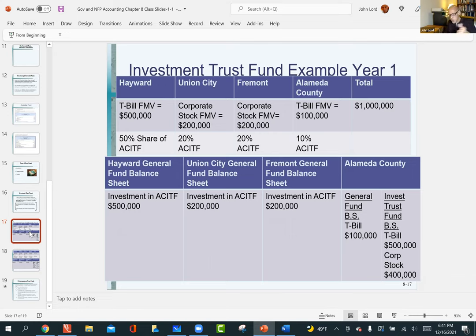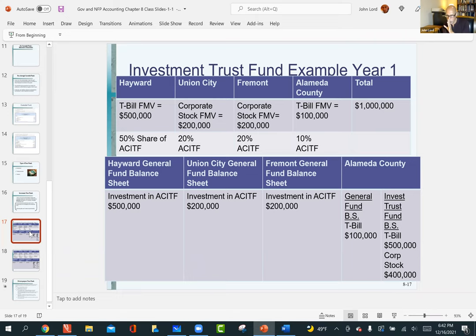So what happens? Each one gives their asset over to the trust fund to be managed there, okay? Over to the pool to be managed. Now, what happens? After that, Hayward gives up its right to the T-bill. So instead of having a T-bill on its balance sheet, now it shows investment in the Alameda County Investment Trust Fund of 500,000, which is a 50% share, 200,000 for Union City and Fremont, which each is a 20% share. Okay. And then, of course, Alameda County itself has a 10% share because of this 100,000.